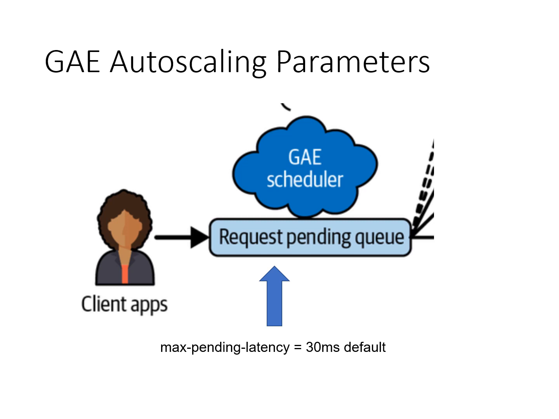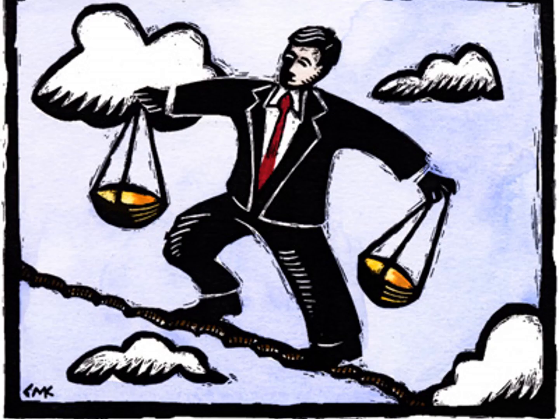You can also specify values to control when the GAE scheduler adds new instances based on the time a request spends in the request pending queue. As you can see on the slide here, client applications send requests and they're queued in this request pending queue until they're allocated to application instances. So basically, the max pending latency parameter specifies the maximum amount of time that GAE should allow a request to wait in the pending queue before starting an additional instance to handle requests and reduce latency. The default value for this parameter is 30 milliseconds. The lower the value, the quicker an application will scale, and probably the more it will cost you. So yep, it's a balancing act.